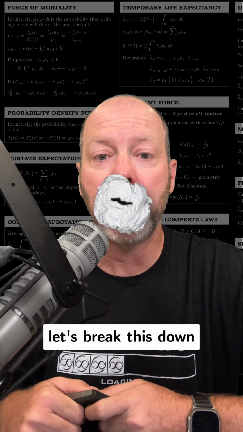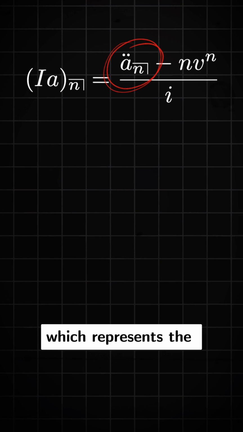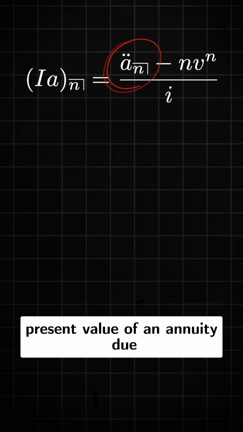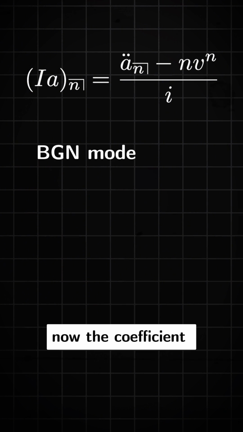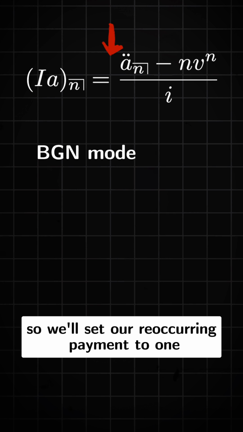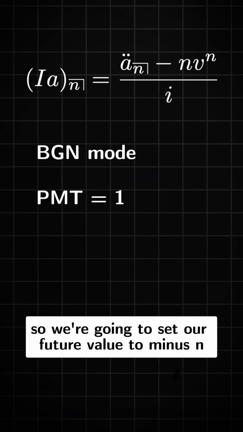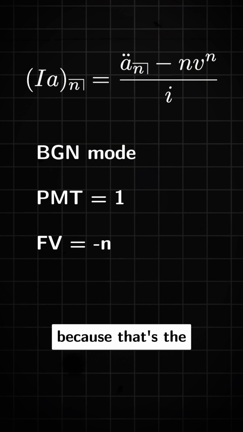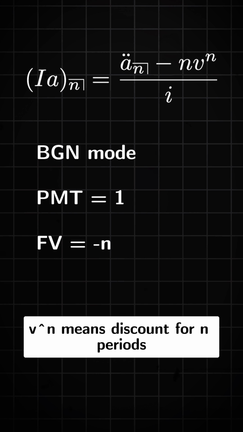Let's break this down. Take a look at the numerator. The first term is ä_angle N, which represents the present value of an annuity due. So we're going to need to set our calculator to begin mode. Now the coefficient of our annuity due is 1, so we'll set our recurring payment to 1. The next term is minus N v^N. So we're going to set our future value to minus N, because that's the coefficient of the v^N. v^N means discount for N periods.